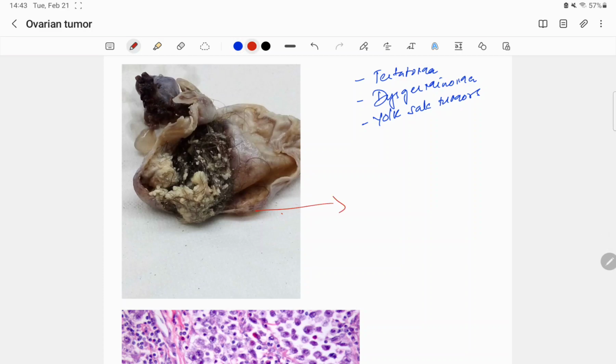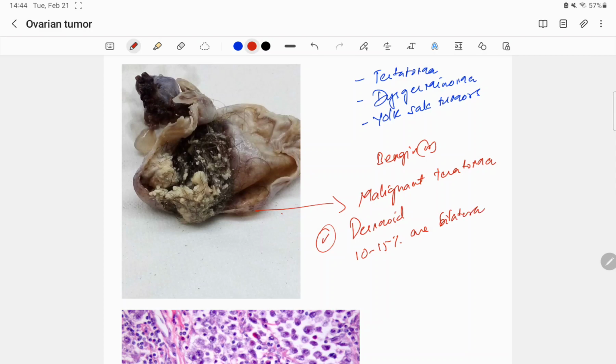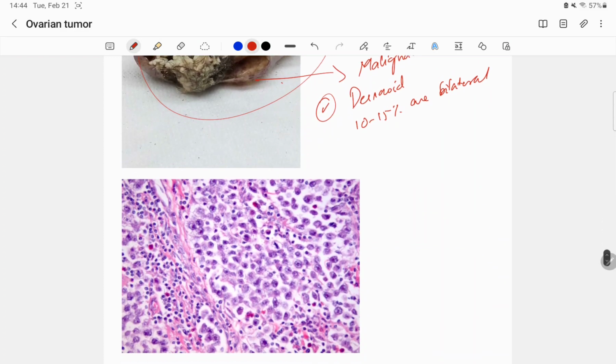So this one is the exact presentation of malignant teratoma. So the teratoma can be benign or malignant, right? So you have this dermoid cyst of ovary. This is the most common teratoma you can find, and usually 10 to 15% are bilateral. So this is an example of a teratoma cyst. So this is actually a dermoid cyst.